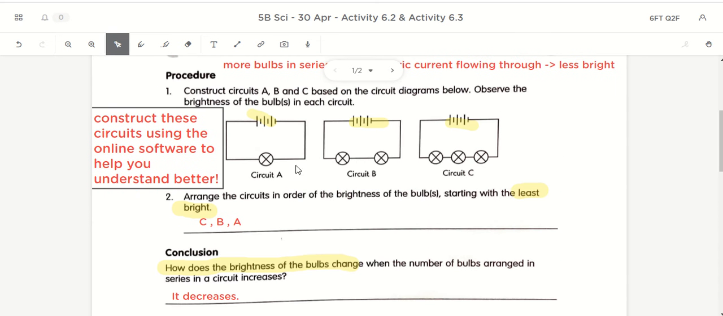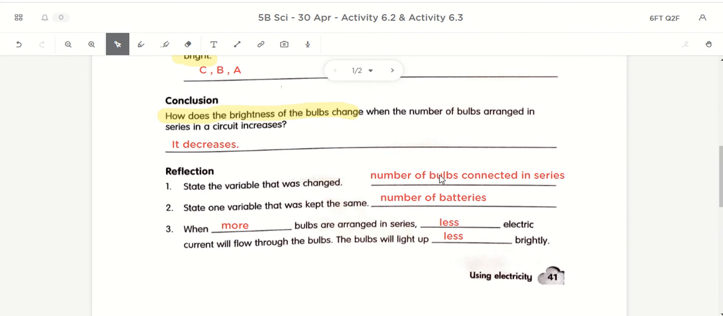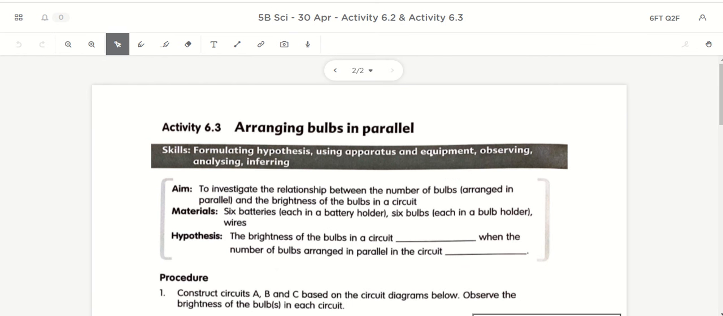So when you have more bulbs connected in series, the electric current flowing through them is lesser. So this one will be very bright. This one will be the least bright of all. Okay. So this is for activity 6.2. Now let's go over to activity 6.3. Alright, so now we go on to activity 6.3.